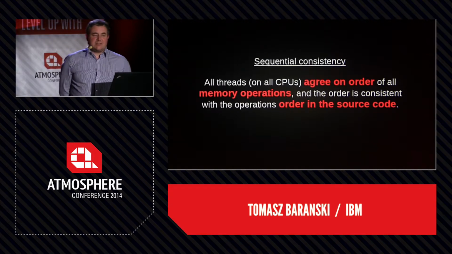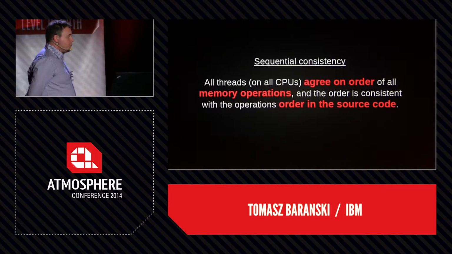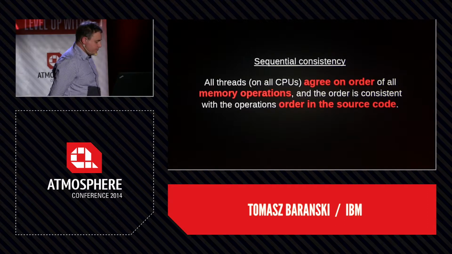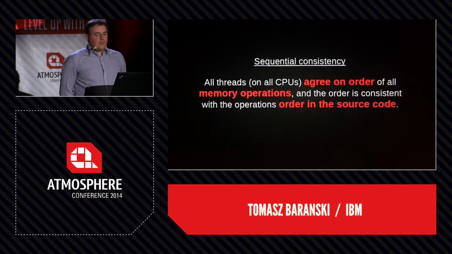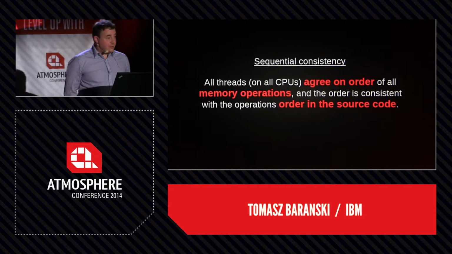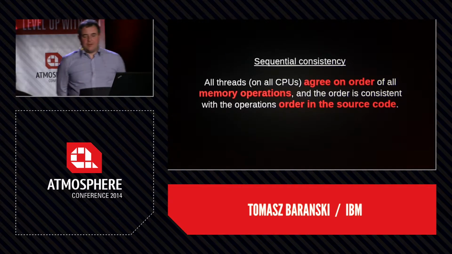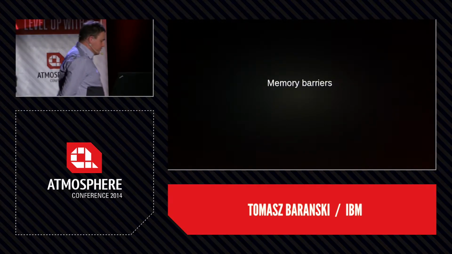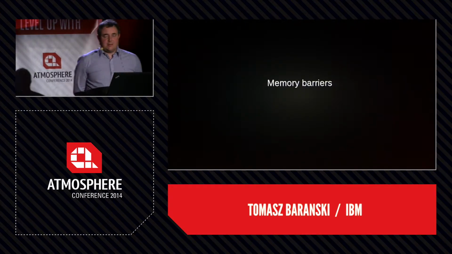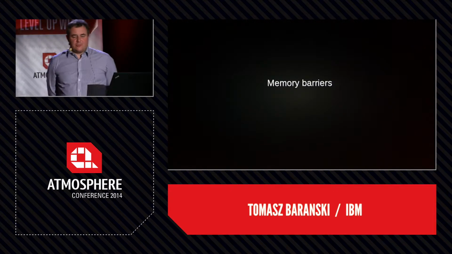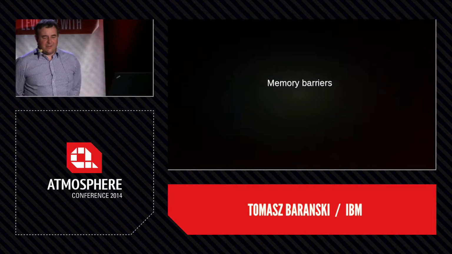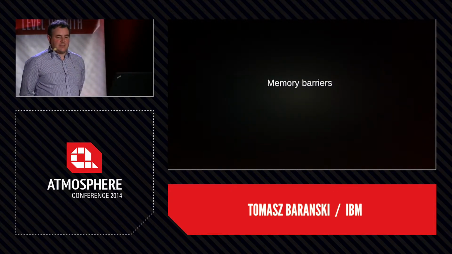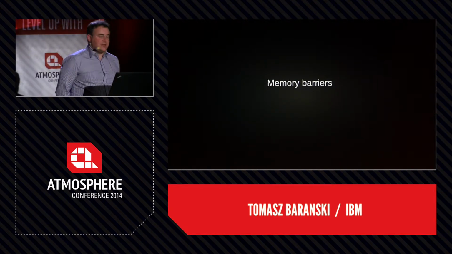Sequential consistency is when all the threads on all the CPUs agree on the order in which memory operations happened, and that order is consistent with what you, as a programmer, intended. As simple as that. So to attain sequential consistency, because you really want to know what happens in your code, we use something like memory barriers. Memory barriers are a very low-level thing that's supported by CPUs.